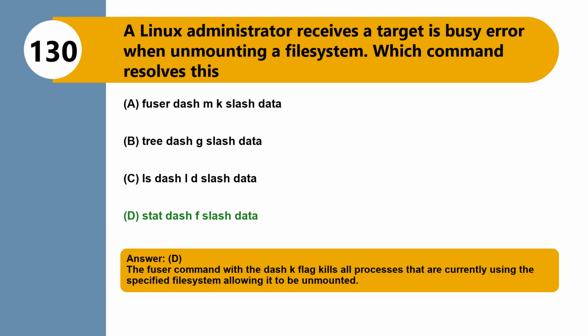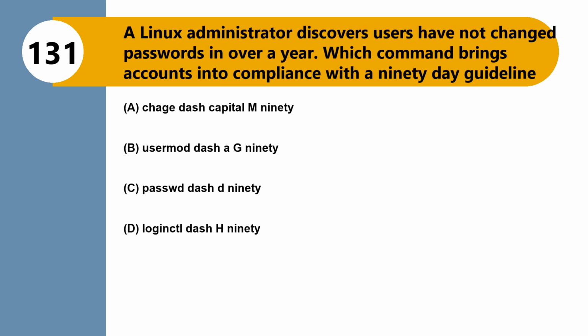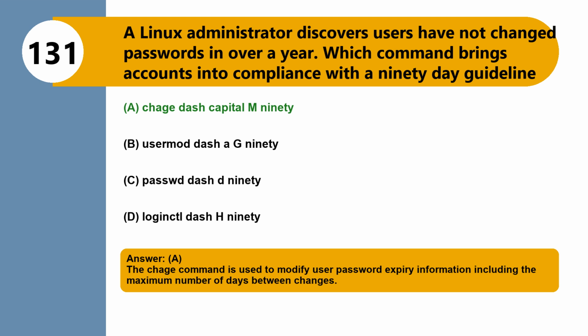to be unmounted. Question 131. A Linux administrator discovers users have not changed passwords in over a year. Which command brings accounts into compliance with a 90-day guideline? Option A, chage -M 90. Option B, usermod -AG 90. Option C, passwd -D 90. Option D, login -H 90. The correct answer is option A, chage -M 90. The chage command is used to modify user password expiry information, including the maximum number of days between changes.